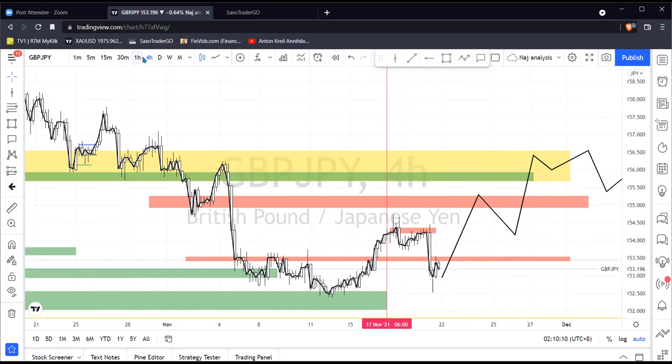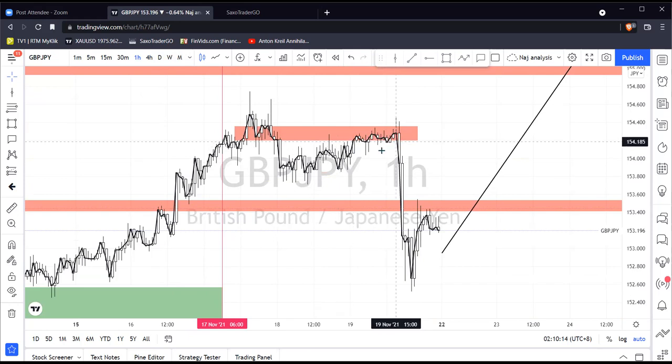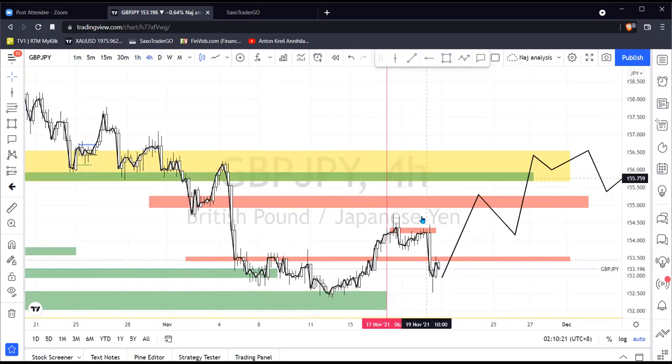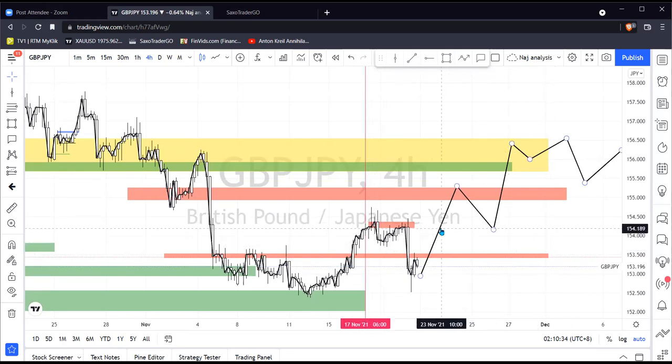Because if you take this section here on the left, these are all points of interest. But first of all, make sure you take from H4, because H1 to me is too much noise. So at least H4.